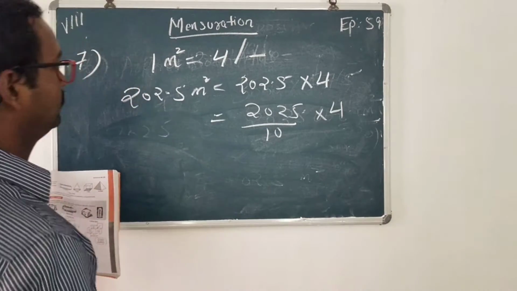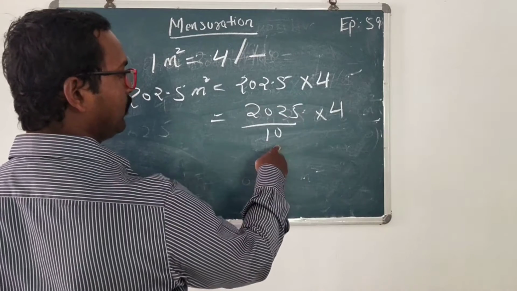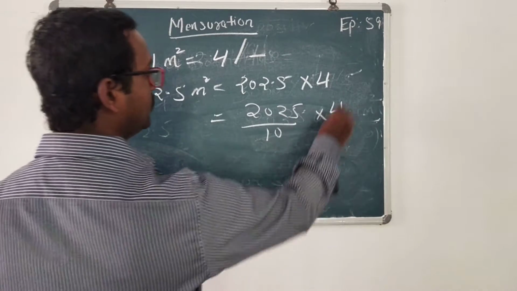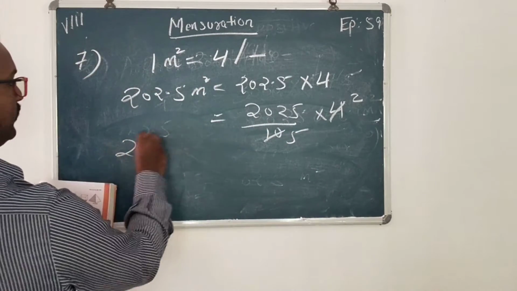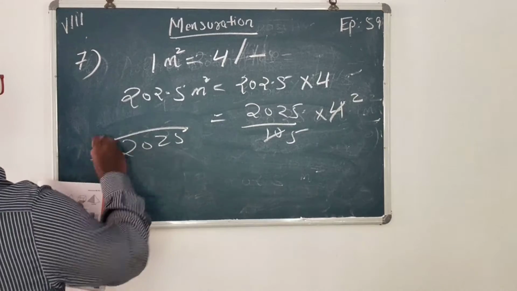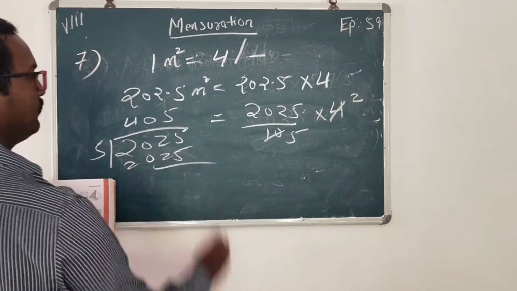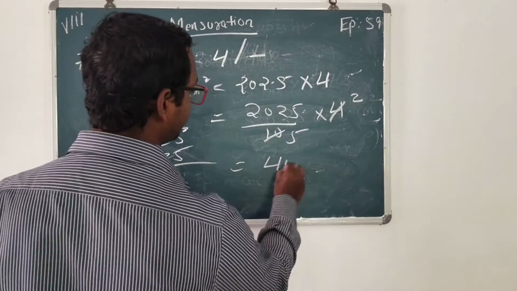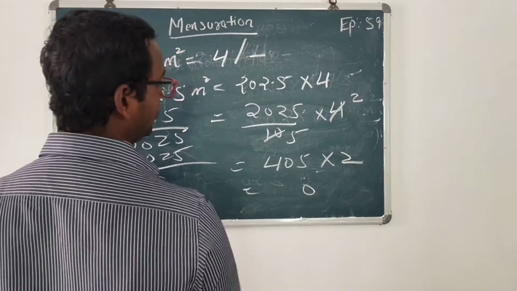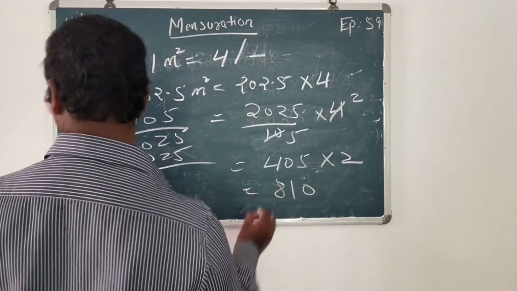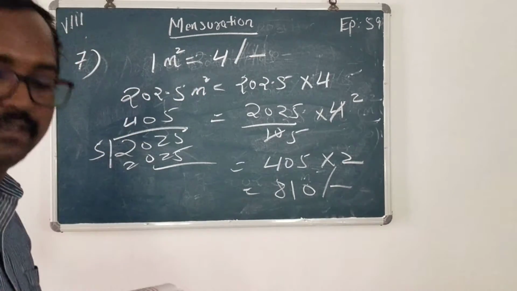So here, see, after the decimal one number is there, so I brought 10 in the denominator. Okay, so 2025 divided by 5 gives 405. The answer I got here is 405 into 2, which will give 5 twos are 10, carry 1, 4 twos are 8. So the final answer I am getting is 810 rupees.